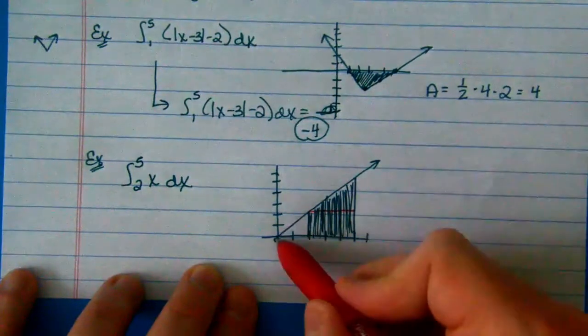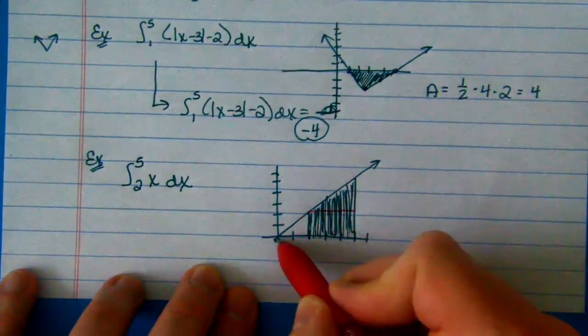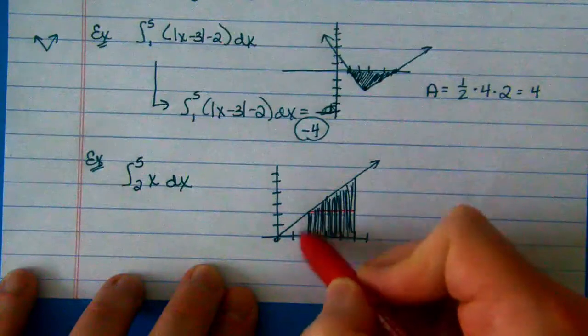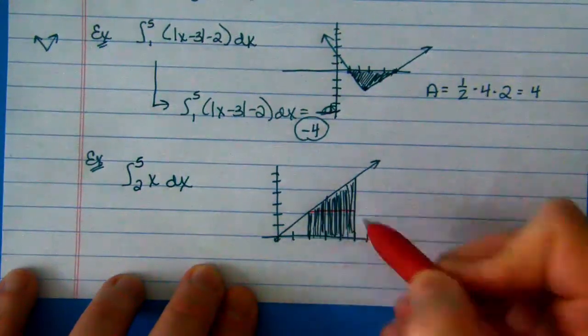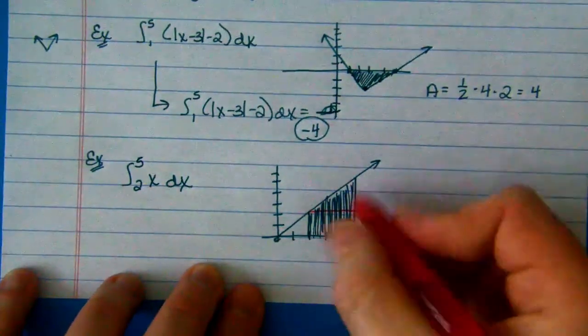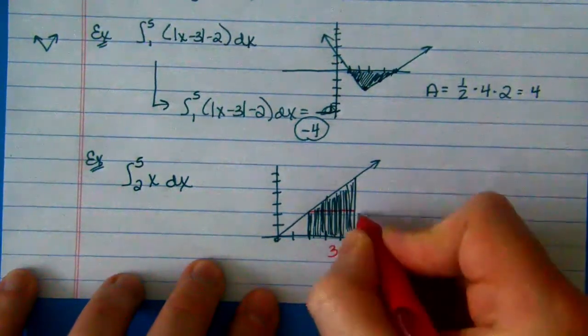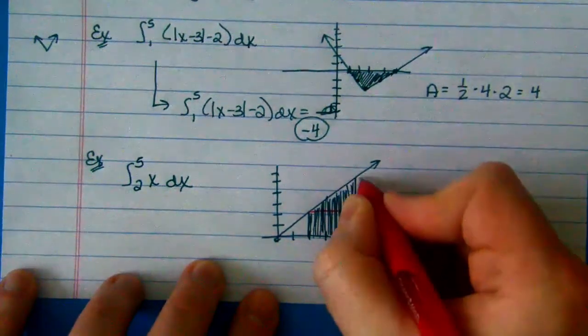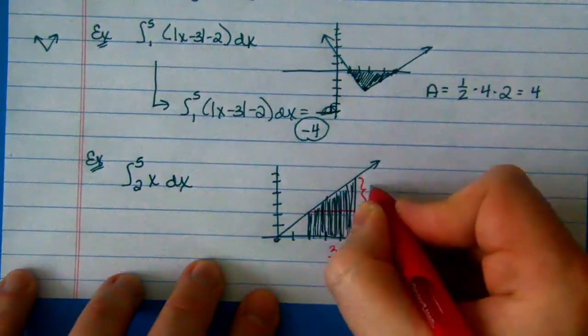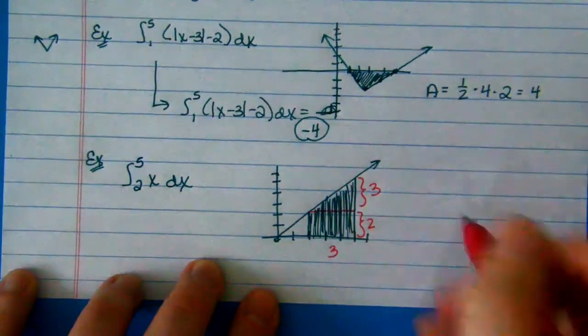I think you could also look at this as a big triangle. You can find the area of that big triangle, take away the area of this little triangle to get the area of the region we actually care about. I think I'm going to focus on the triangle rectangle thing. I've got a base of 3, height of 2 for that rectangle, and height of 3 for the triangle.